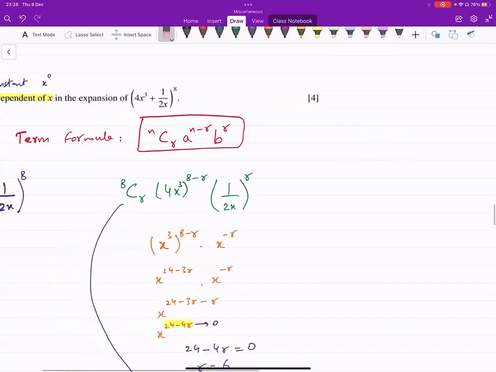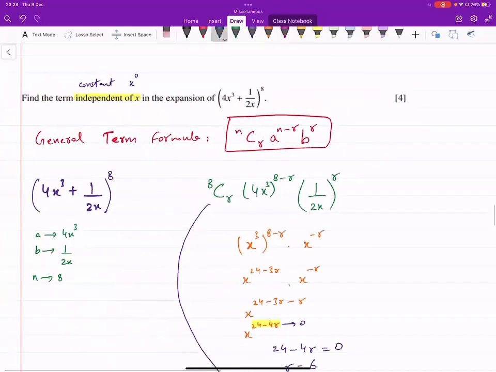Now, how are we going to do that? So we've got this expression (4x³ + 1/2x)⁸. Now we compare it with the standard form. The standard form is (a + b)ⁿ. And we find what are the values of a, b, and n here.